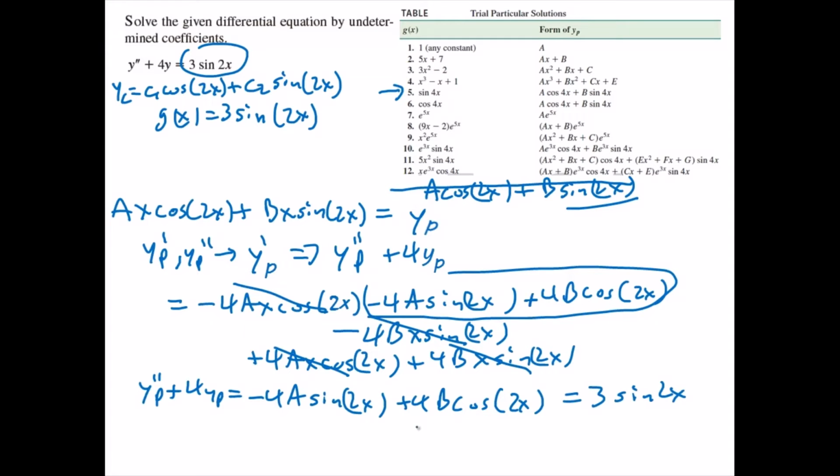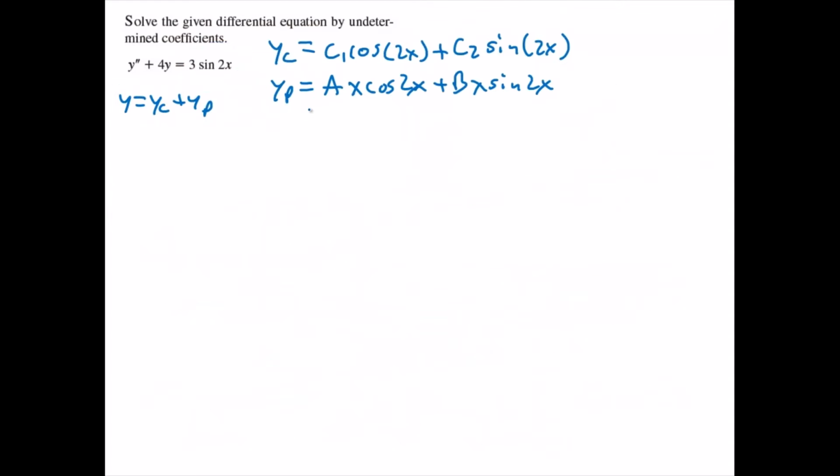So we can see that there is no cosine on the right-hand side, so b will have to be 0. But negative 4a is going to be 3, telling us that a will be negative 3/4, and now we can get our particular solution. So we noted that a should be equal to negative 3/4 and b will be equal to 0. So our particular solution, y sub p, will simply be negative 3/4 x times the cosine of 2x.